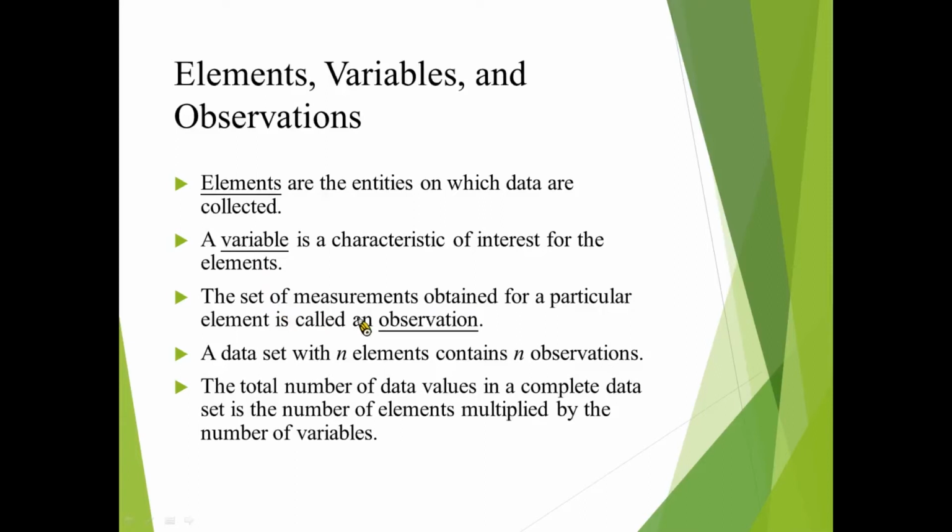Okay, the set of measurements obtained for a particular element is called the observation. Measurement, this means maybe you go to a restaurant and they ask you to fill out a questionnaire. Maybe you fill out some service certification. Maybe they ask you to rate it as very satisfied or unsatisfied. This is kind of a scale. So this is the measurement, and this is called an observation.